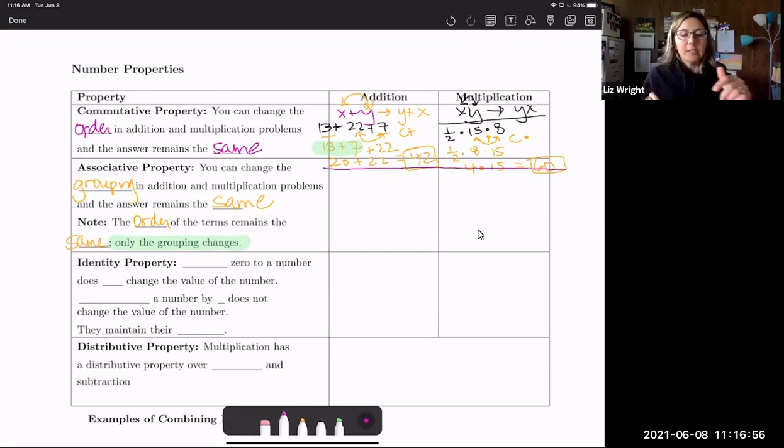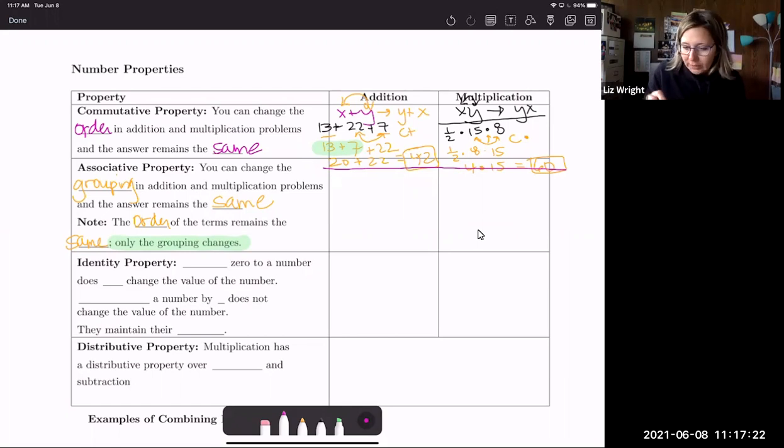Here's another way to think about it in terms of commutative versus associative. What does it mean to associate with somebody? It means you're hanging out with them, right? Like you're visiting with them. I associate with this group of friends. Those are my people, the people I hang out with. That's the same as the associative property. You're putting terms in a group. You're using parentheses to group them up.